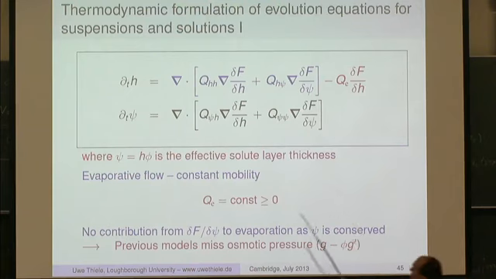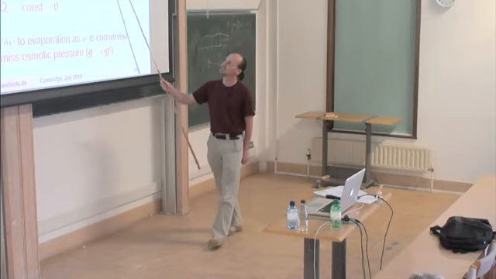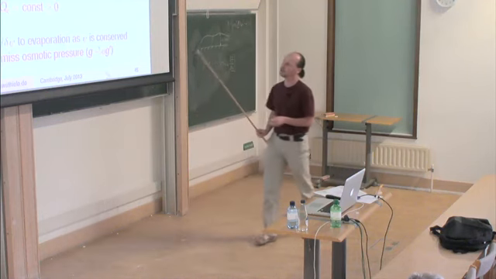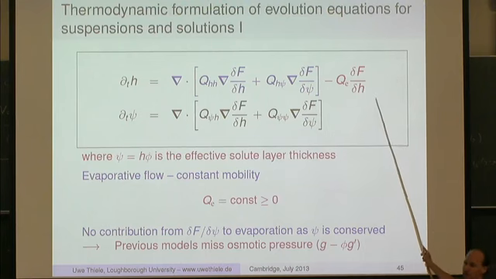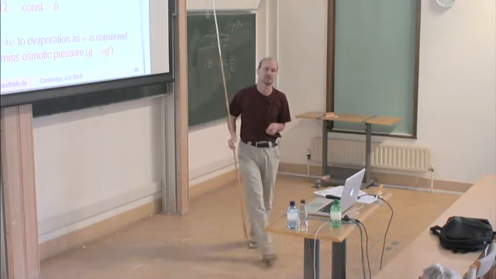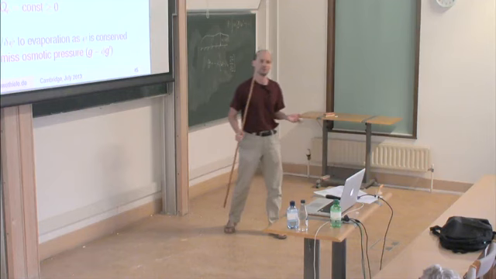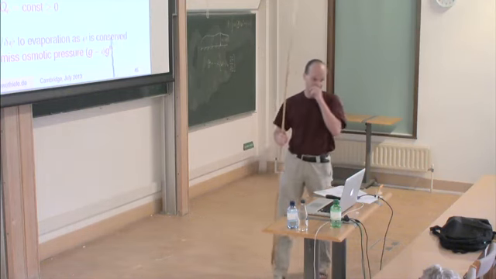So what happens, I show you on the next slide, I show you the Q's and the F, and if you choose the one that I have on the next slide, you exactly recover the hydrodynamic equations, with one exception. You get an additional term in the evaporation term that was missed in the other approach, because you get a dependence of the evaporation on the osmotic pressure in the film. What actually on physical grounds you would expect.